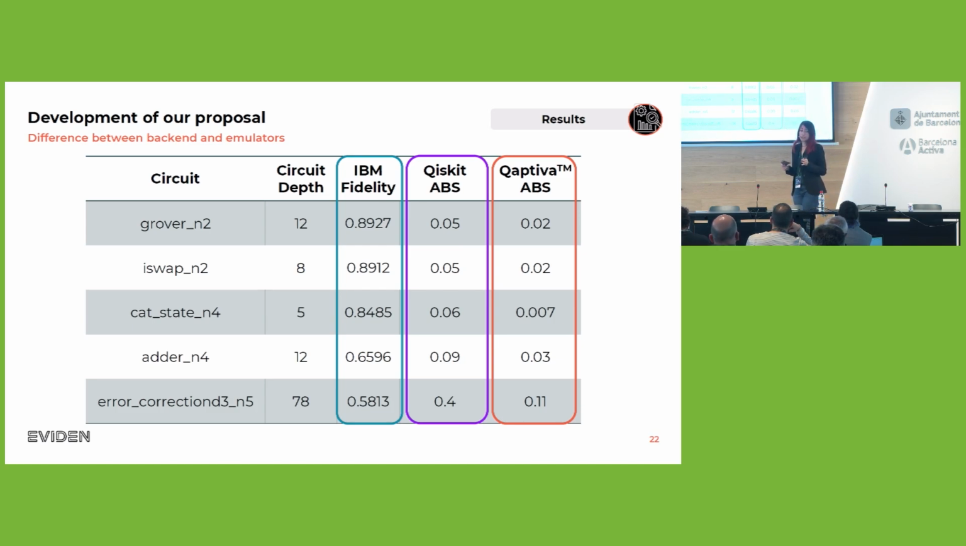The difference in Qaptiva is smaller than in Qiskit, especially in the case of cat state, with an order of magnitude lower compared to Qiskit. It's also been observed that circuits with a large number of qubits and depth have smaller fidelities because they're more affected by noise.